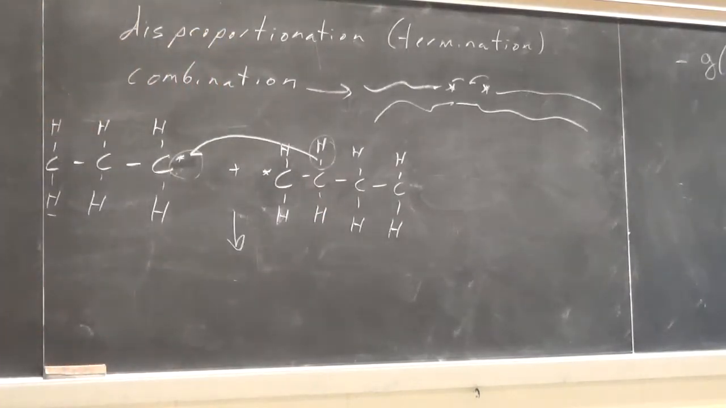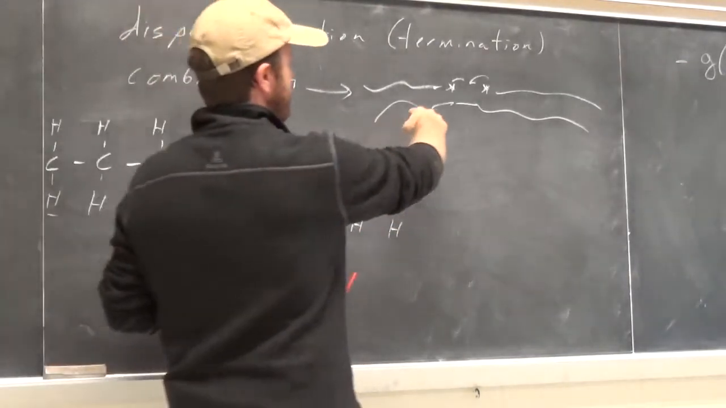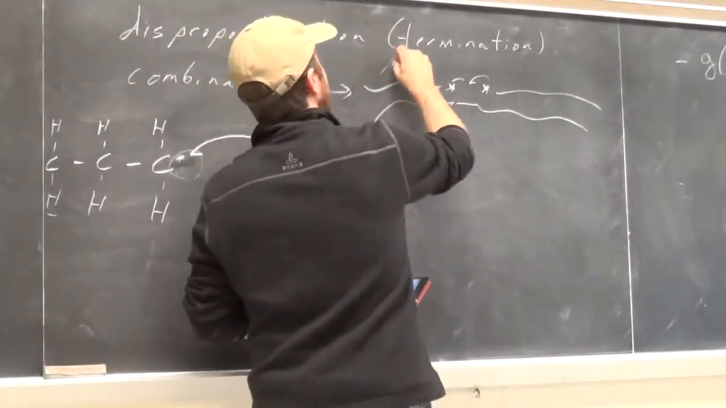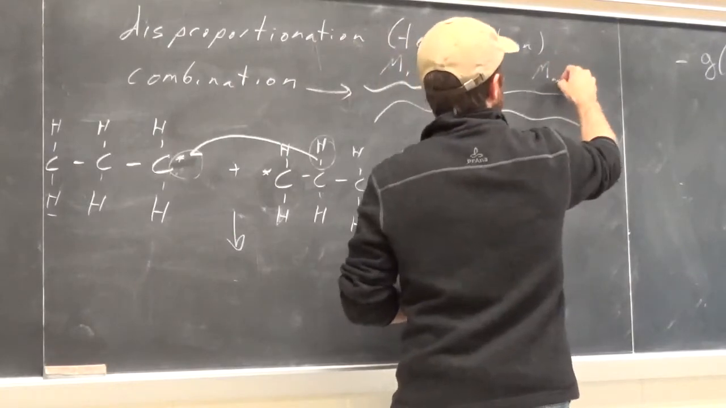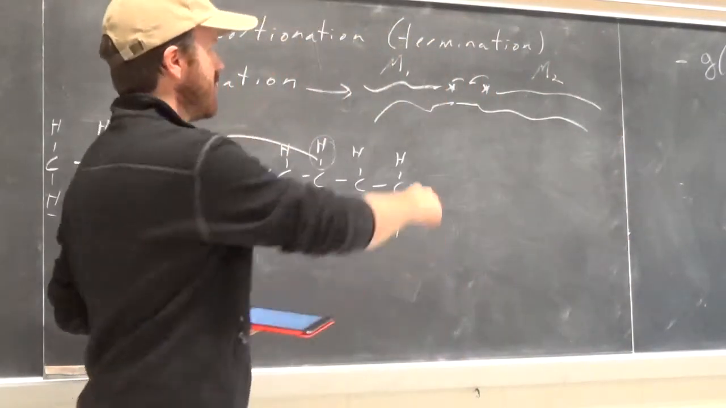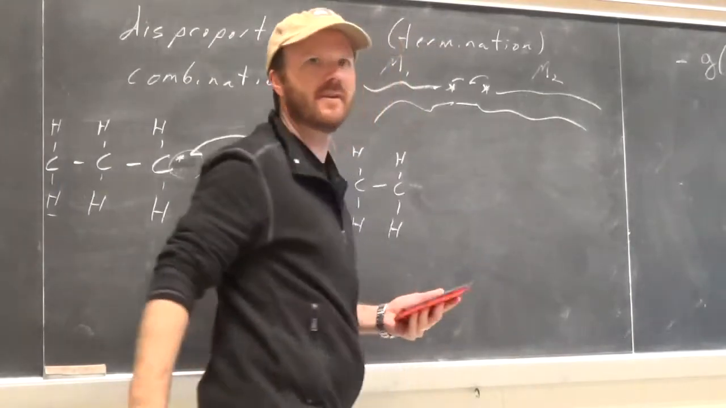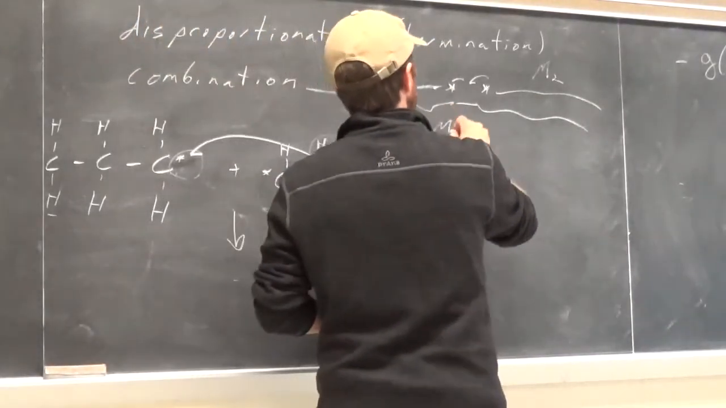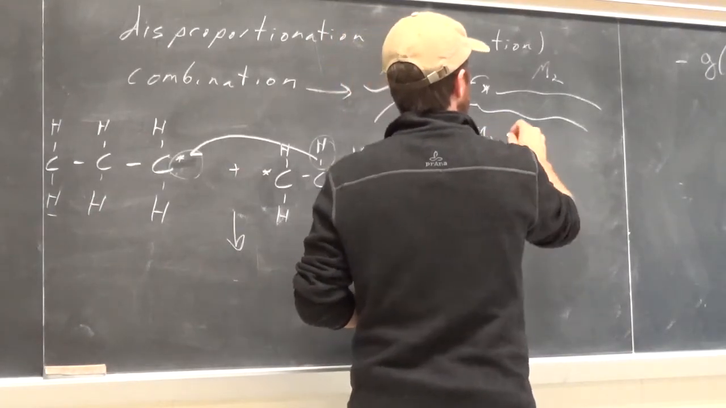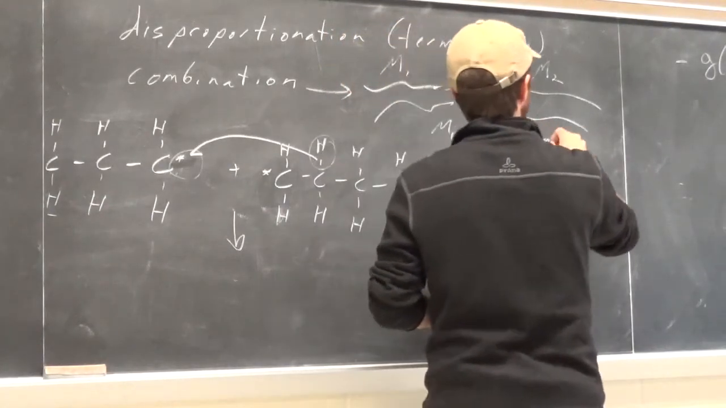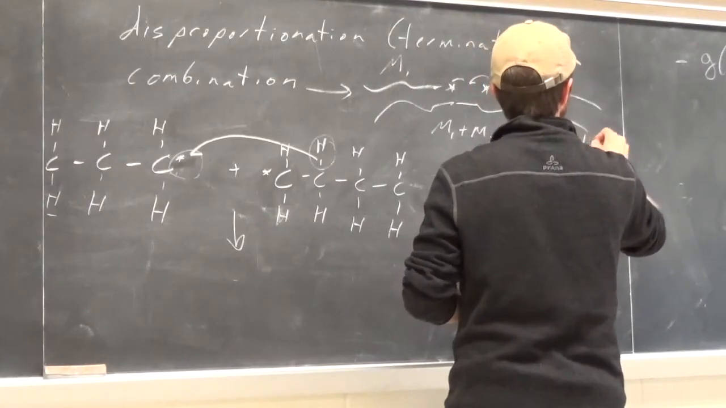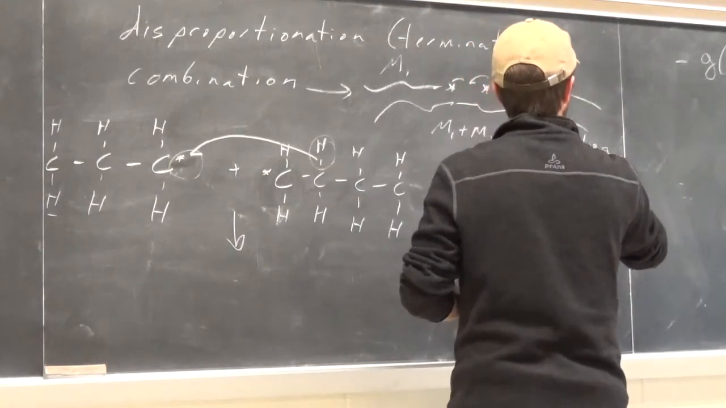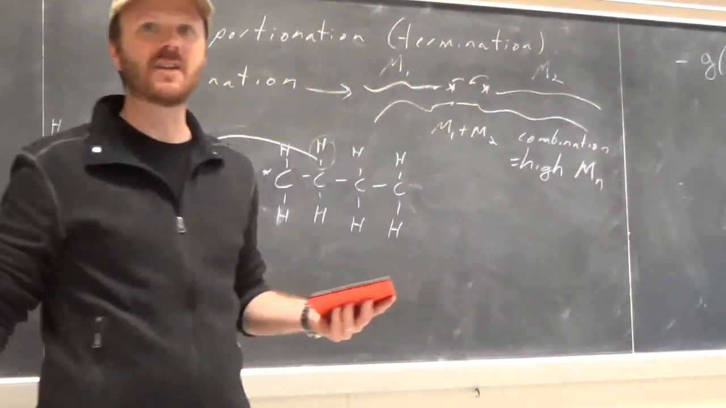So we started it off wrong. So combination is just two radicals forming a growing chain. So what does the molecular weight do? If we have M1 and M2 right here, what's the molecular weight of this chain now? M1 plus M2, right? So if we have combination, I, and then because we're combining chains, right?